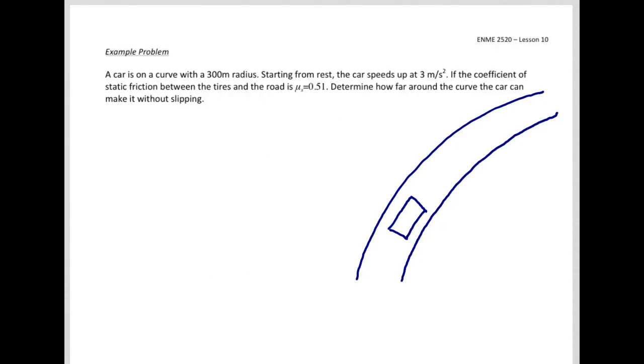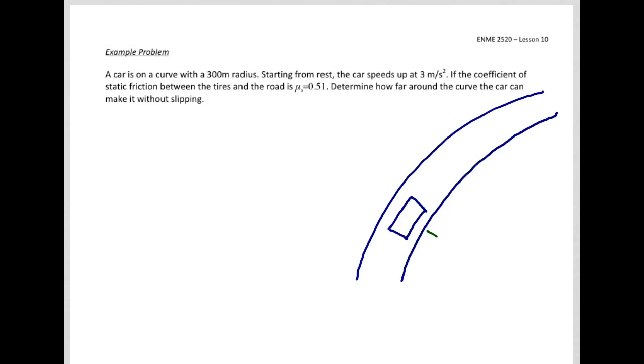And so let's work this example where we want to find out where a car is going to slide off the road. So the car is on a curve with a 300-meter radius. It's starting from rest, and it's going to accelerate at 3 meters per second squared. And so in this case, acceleration is going to be the second derivative of position. And so if the coefficient of static friction is 0.51 between the tires and the road, now we can determine when it's going to slide off, or how far it can make it around this curve.